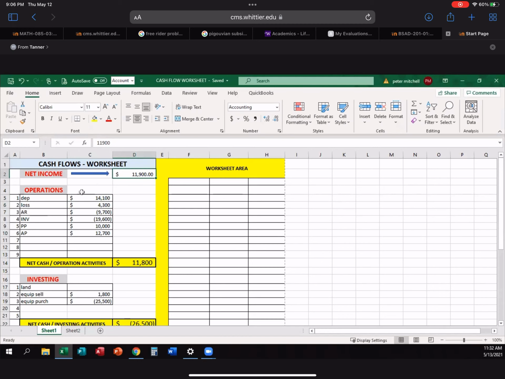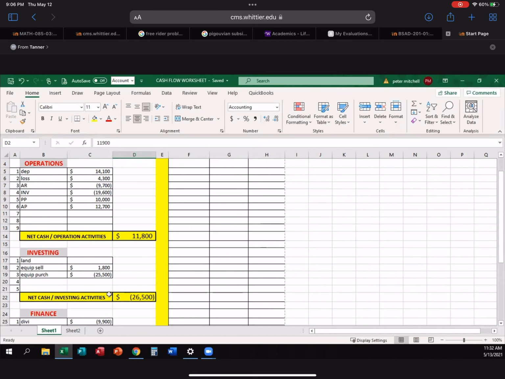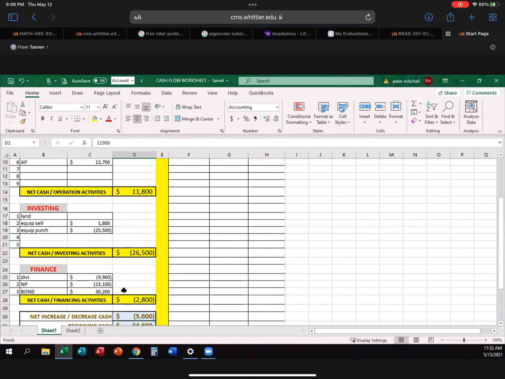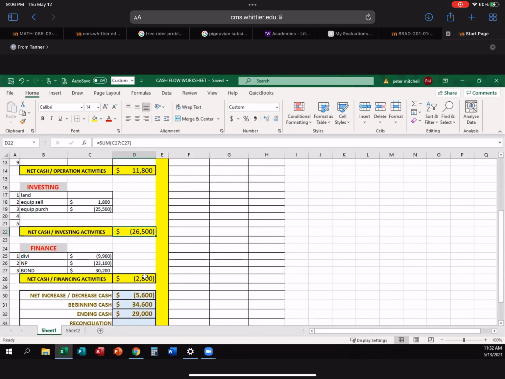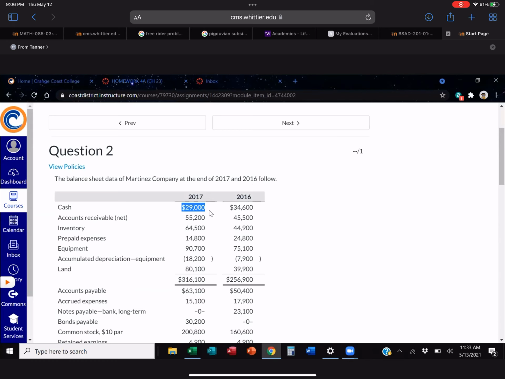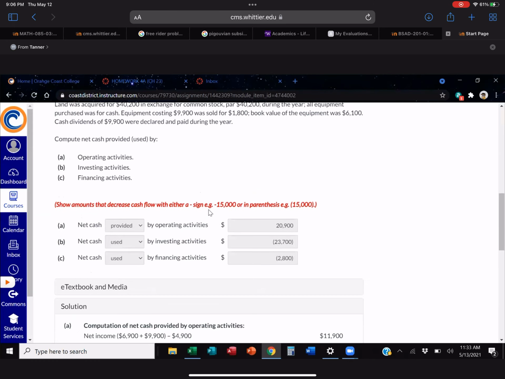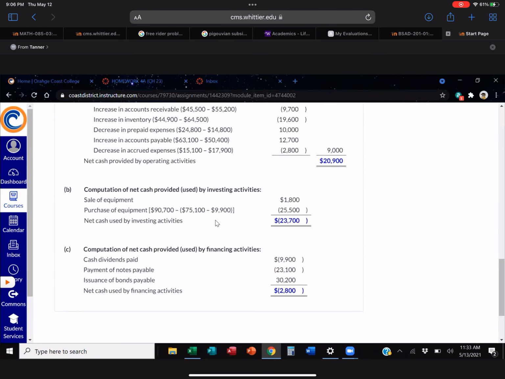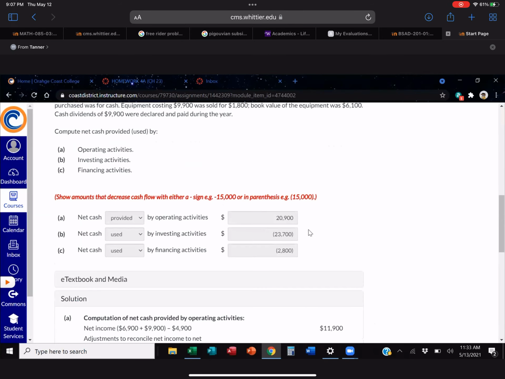So we take our income statement. Here's all the activities of operations, and then investing, and then finance. So that plus that, that's a minus, gives us a decrease in cash of how much? $5,600. Now, we put in the beginning cash, which was the ending of 16, and minus that, we ended up with 29,000 even. Let's see if the answer is correct, shall we? Let's go back. And, oh, 29,000. Yes, there it is. We did it. And if you look at all of our answers here, yeah, we did it. That is correct.